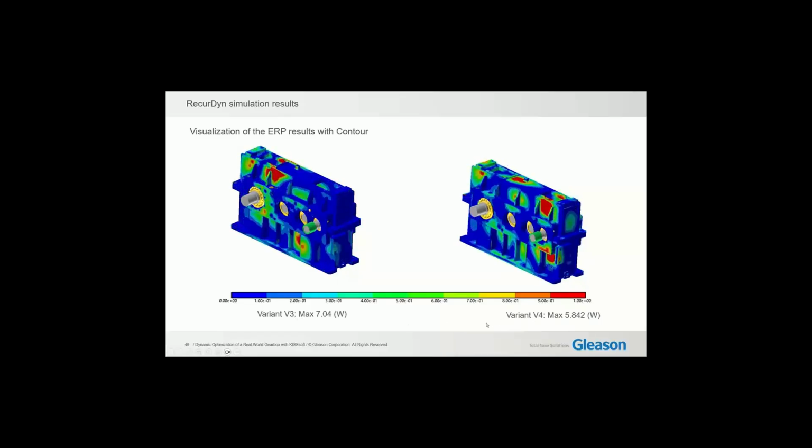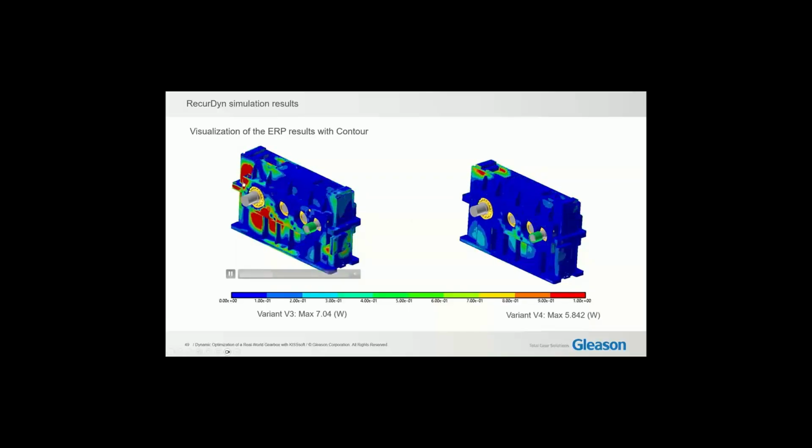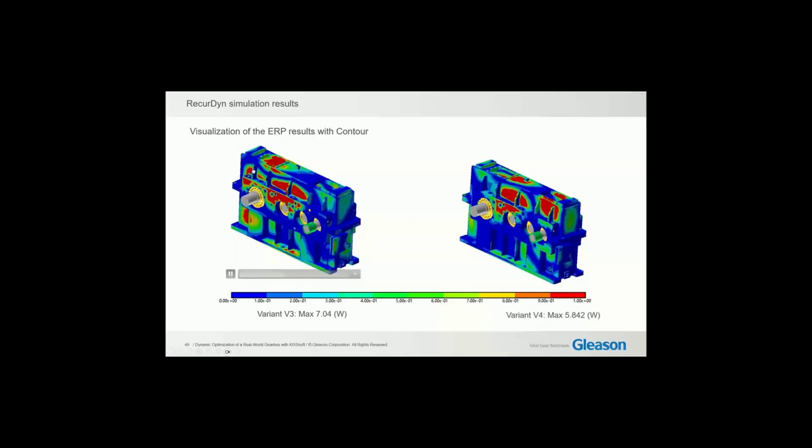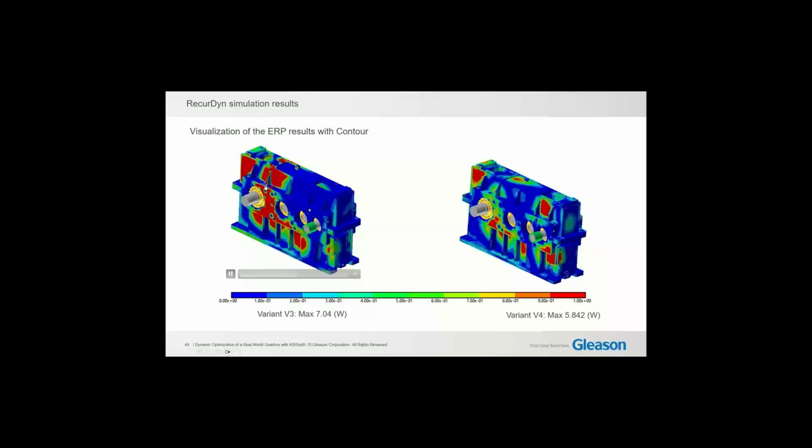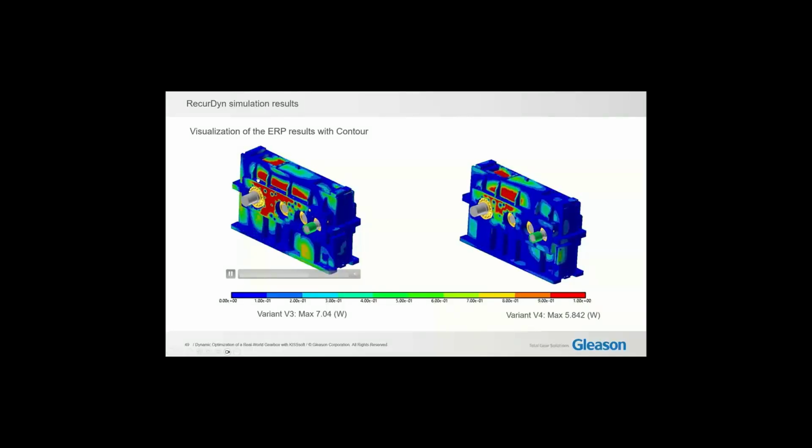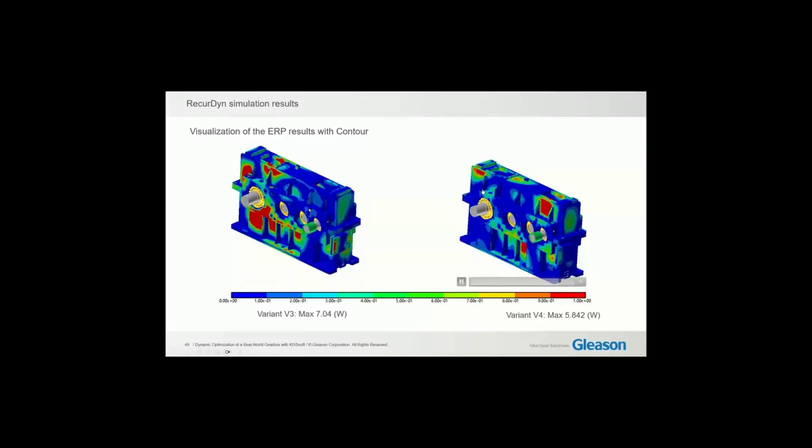But to better visualize, I show here in a video, please have a look more on this region, and you see that this region I show with my mouse shows a significant decrease when compared in variant V4.